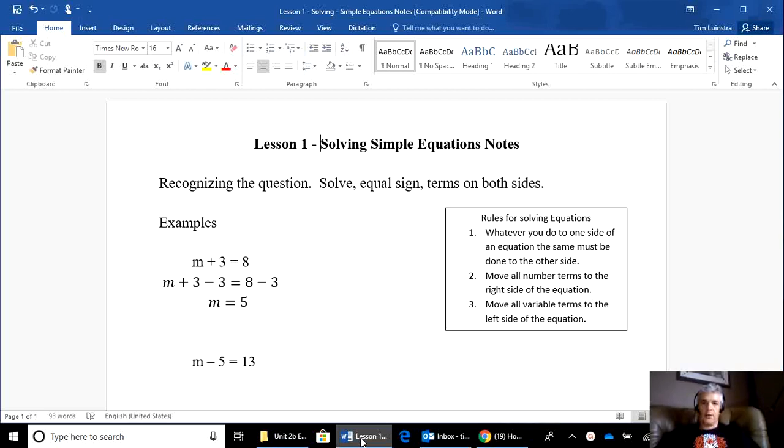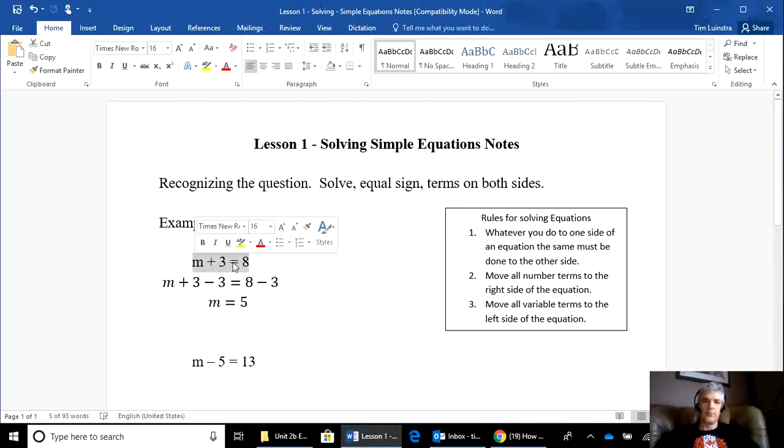All right, so first of all, one of the things you should note is to recognize that a question is an equation simply by the fact that it has something. What do all equations have? They have equal signs. Okay, so as soon as you have an equal sign, such as here, this is our first example right here, it has an equal sign. And when we're solving equations, there are some simple rules for solving equations.